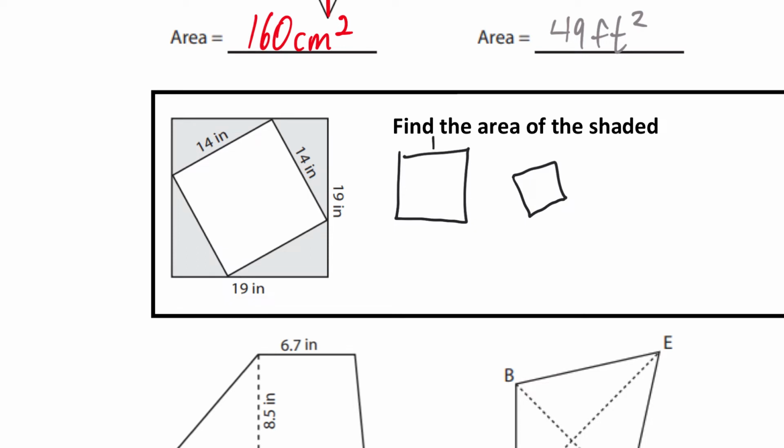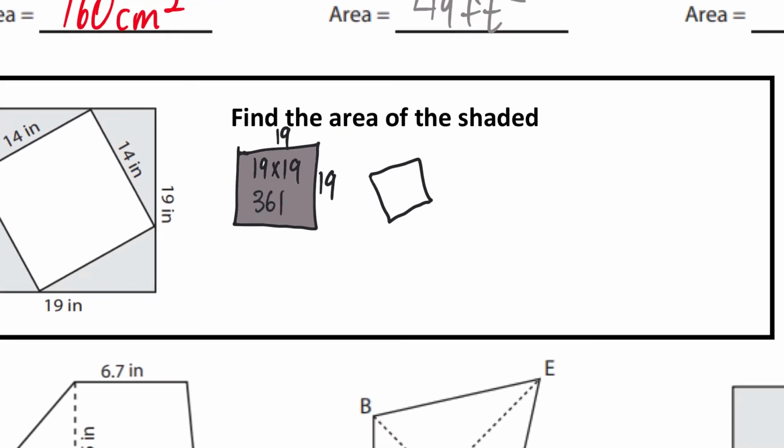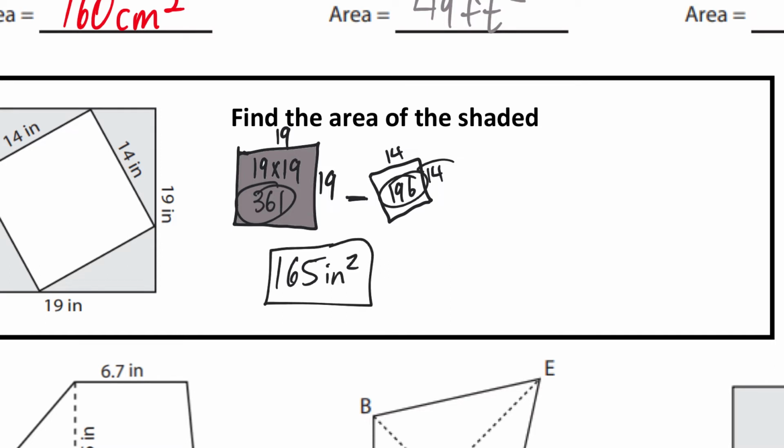Okay? So on this big one, it's 19 by 19. So 19 times 19 is what? 361? Okay. So that's the area of the bigger one there. Now we need to find the area of the smaller one. Good, and it's 14 by 14. 14 times 14 is 196. So we're going to subtract these. 361 minus 196 is 165. Okay, square inches. That's just the 361 minus the 196.